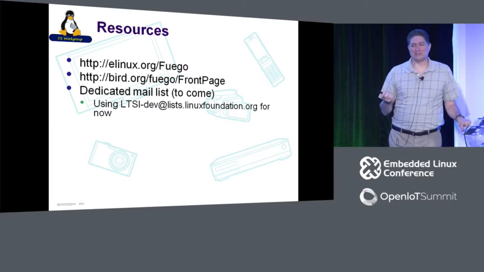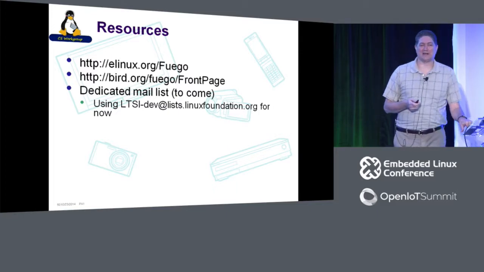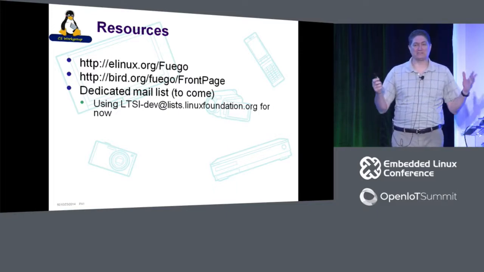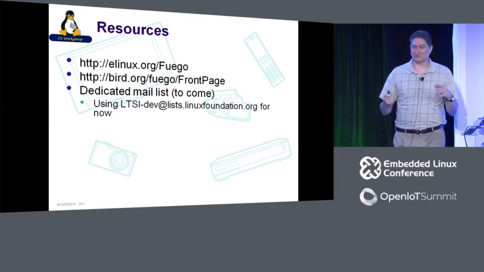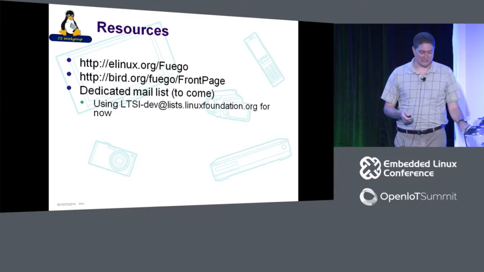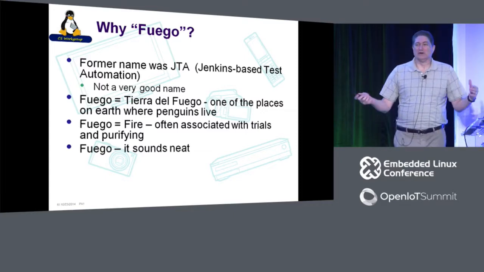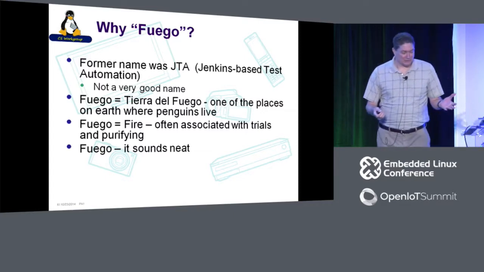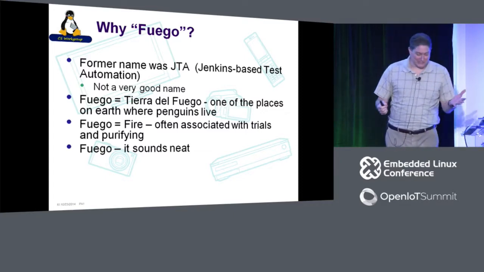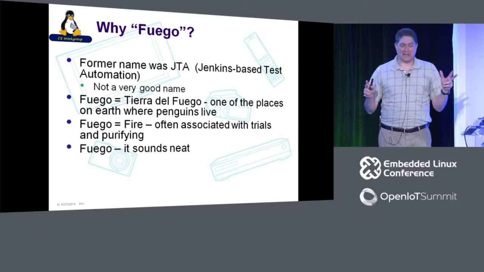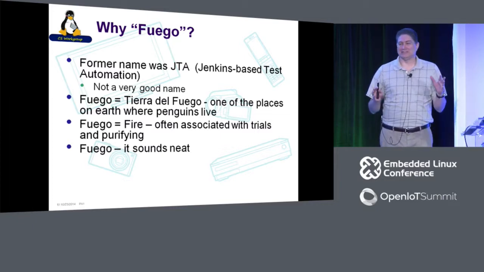Right now, we're using the LTSI dev mailing list. I'm hoping that we'll get enough traffic that it'll make sense to start our own Fuego developer list, but we'll see. So why Fuego? Well, the former name was JTA, which stood for Jenkins-based test automation, which is not a very good name. Let's face it. It's a three-letter acronym, not very pronounceable.